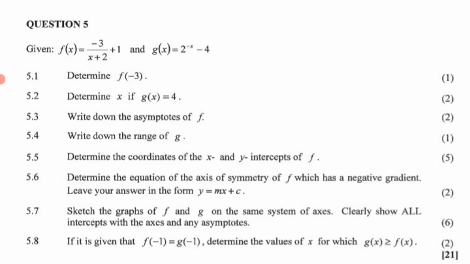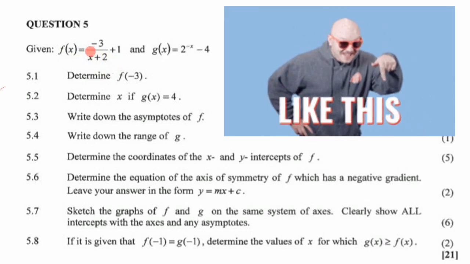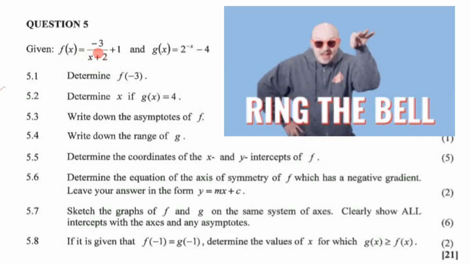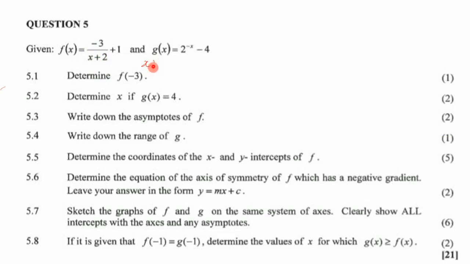Then in 5.3, it says write down the asymptotes of f. So for f, we can see we are being referred to the hyperbola function. So we know the hyperbola function has two asymptotes, which are the vertical asymptote and the horizontal asymptote. Now to find the asymptotes, for the vertical asymptote, we just take this part here, the denominator, and equate it to 0. So we have x plus 2 is equals to 0, and the equation of the asymptote will be x is equals to -2, and then we know the one for the horizontal is just represented by this constant here, so it's y is equals to 1.